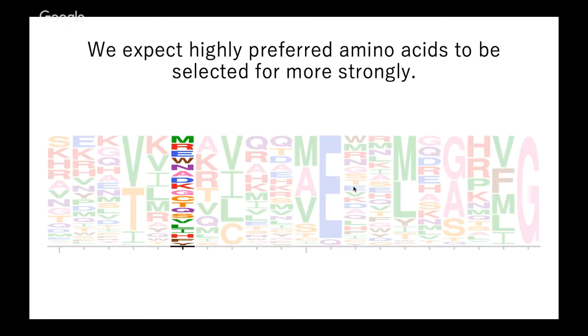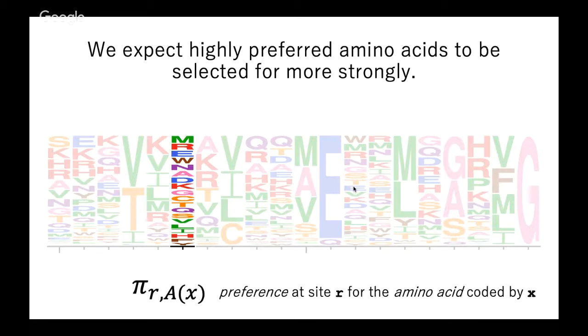On the other hand, at a mutationally tolerant site, we wouldn't expect to see selection against any change because all amino acids seem to be roughly equally preferred. And so we'd expect all these changes to be roughly equally probable. And just to introduce some notation, we refer to the value represented by the height of each letter as the preference for that amino acid at each site, denoted by pi. So pi_{r,a(x)} is the preference at site r for the amino acid encoded by codon x.